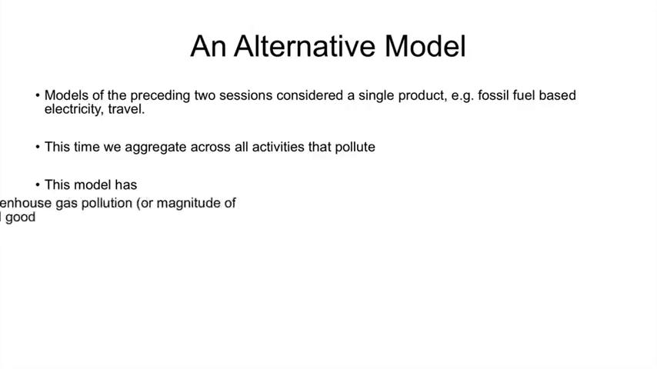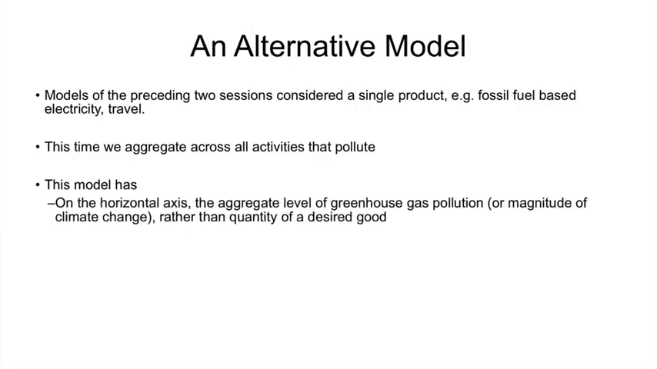So this model has, on the horizontal axis, the aggregate level of greenhouse gas pollution. So this is the number of tonnes of pollution per year, or we might also put it on the magnitude of climate change. Whereas before we had the quantity or number of kilowatt hours of electricity or 100 kilometres we travelled. And on the vertical axis, we're now going to have the price of pollution. In the previous commodity model, we had the price or cost of producing the desired product.